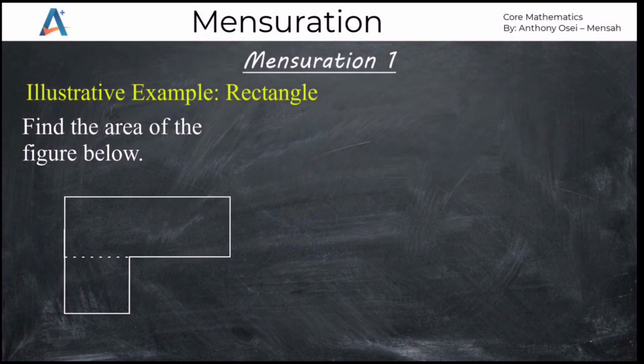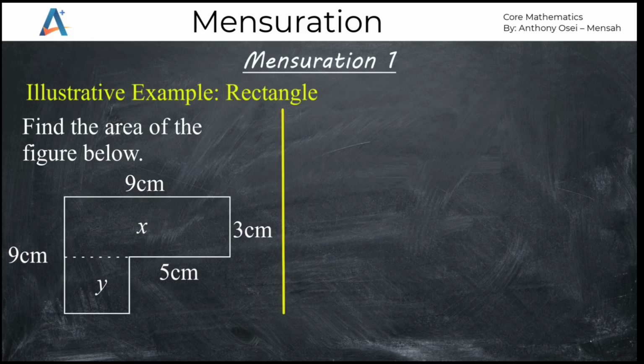Find the area of the figure below. Now this figure is made up of different rectangles. I have the rectangle marked with X and I have the rectangle marked with Y. So you are supposed to find the area of all of them. Let's get into the solution. Now, solution. To get the area of this entire figure below, we need to get the area of X and the area of Y. Then we add the two.